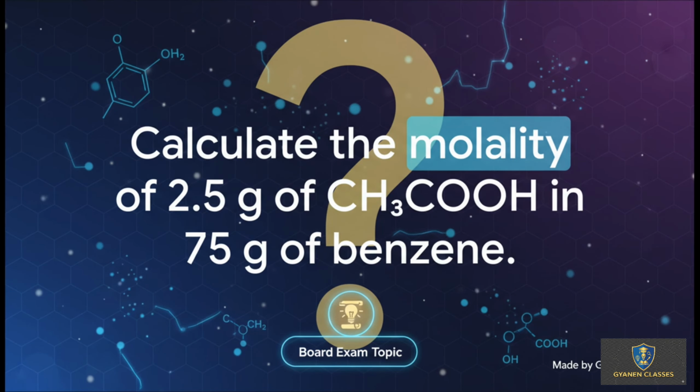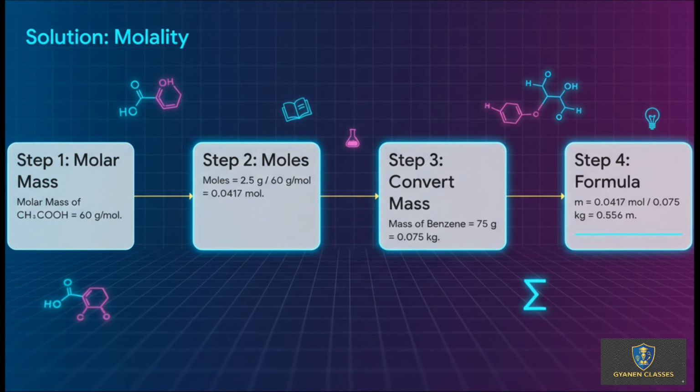Let's try another one, this time on molality. This is another guaranteed topic for your exams. The question is, calculate the molality of 2.5 grams of ethanoic acid in 75 grams of benzene. First things first, identify your solute and your solvent. Here, ethanoic acid is the solute and benzene is the solvent. All right, let's follow the steps.